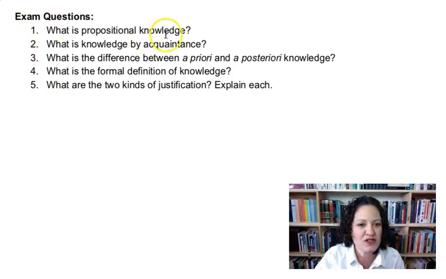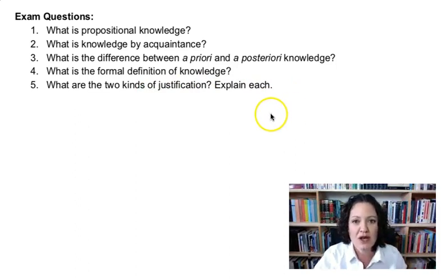All right, here are questions that you should be able to answer at the end of this discussion. What is propositional knowledge? What is knowledge by acquaintance? What is the difference between a priori and a posteriori knowledge? And what is the formal definition of knowledge? Knowledge is justified true belief, and we talked about two kinds of justification, weak and strong justification. You should be able to explain both of those.